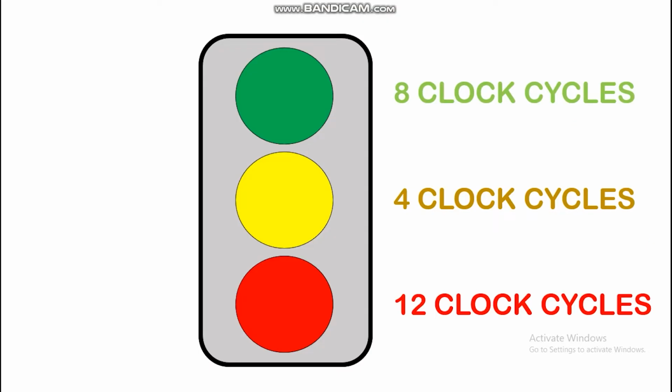To understand it better, let us see the color switching sequence of the system. It will be green, yellow, red, yellow, and then green again. This process will go on. The duration in clock cycles are written here.